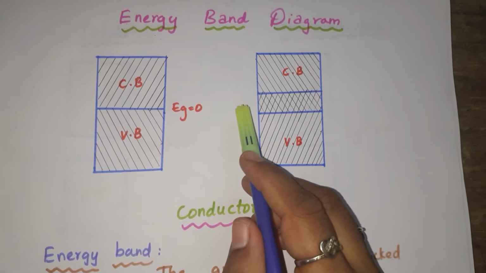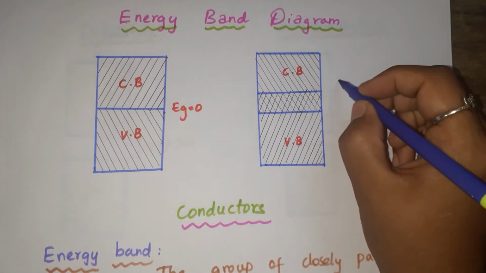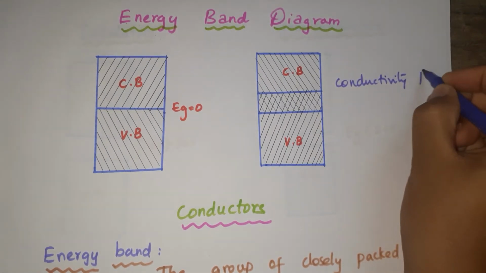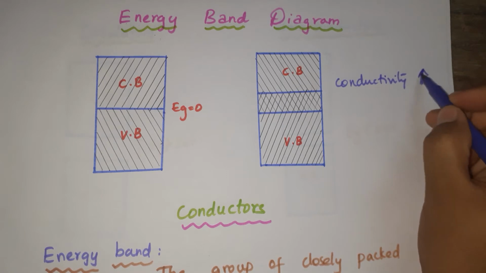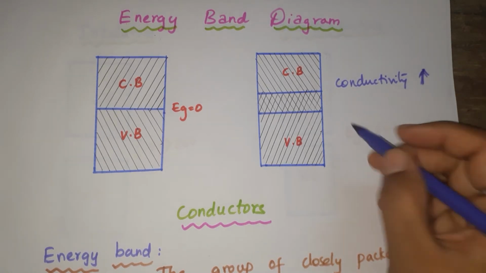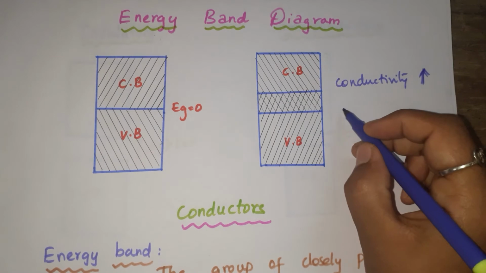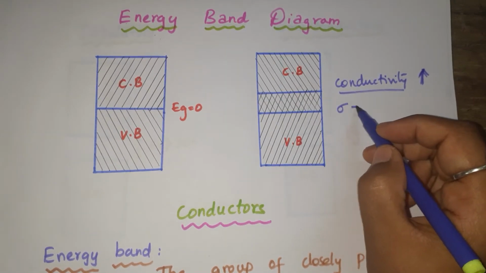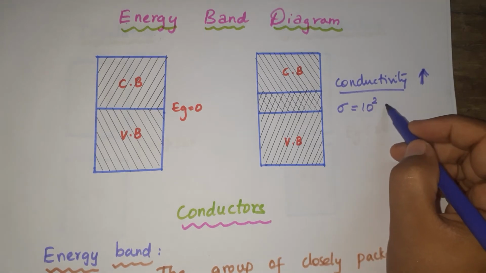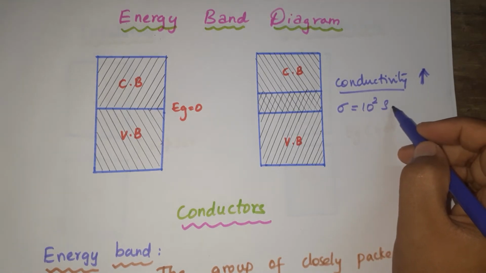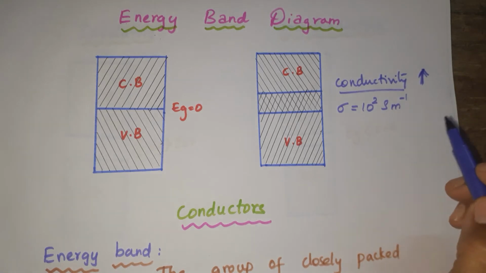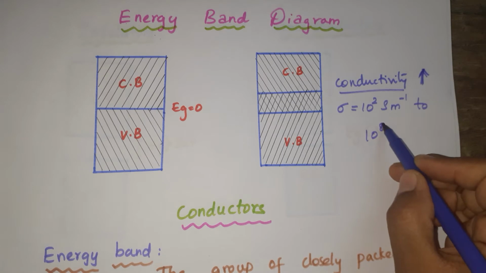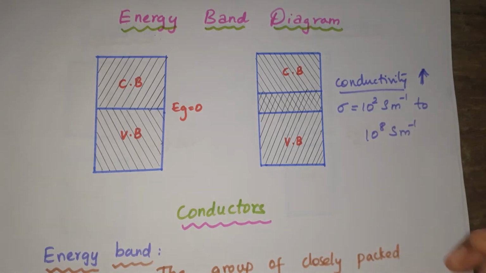So if it is large, what about the conductivity? The conductivity will also be very high. What is the value of the conductivity we'll take for conductors? The symbol denoted for conductivity is sigma, which can be taken as 10 power 2. What is the unit? Siemens per meter, or Siemens meter inverse.